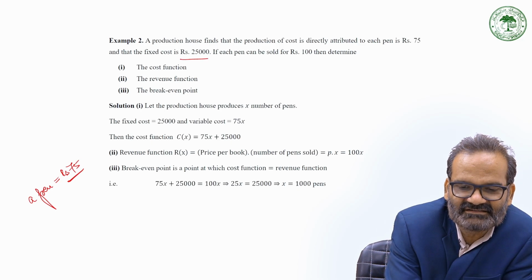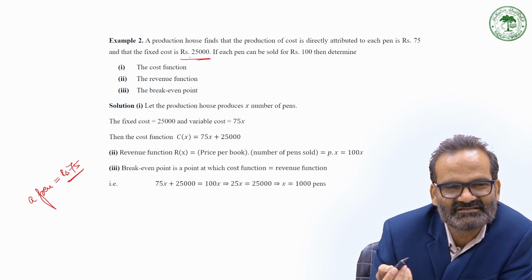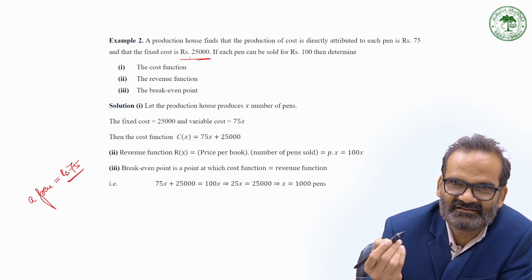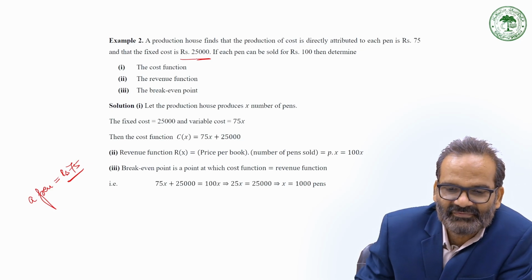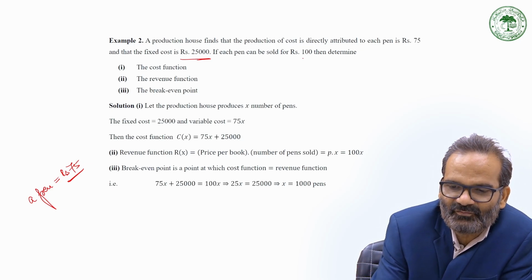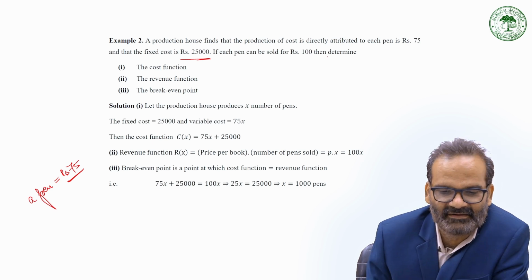Fixed cost is this. You know about the fixed cost. Fixed cost means the cost which remains fixed. It has nothing to do with the production, right? This is the fixed cost. If each pen can be sold at the rate of rupees 100, then determine.